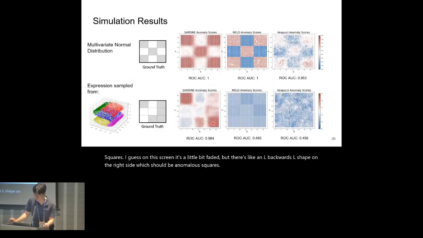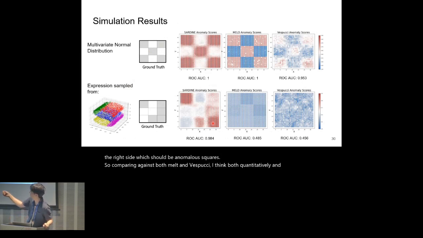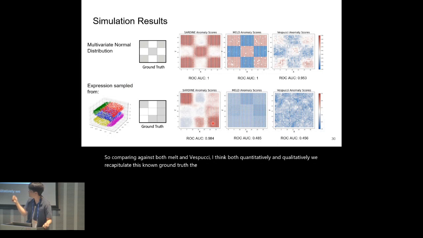Comparing against both MELD and Vespucci, I think both quantitatively and qualitatively, we recapitulate this known ground truth the best. The other method, Stans, that I mentioned, requires histology data as an input, and so we didn't benchmark against it for the simulated case.